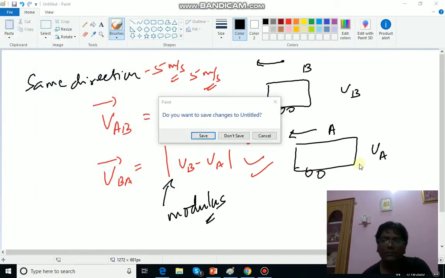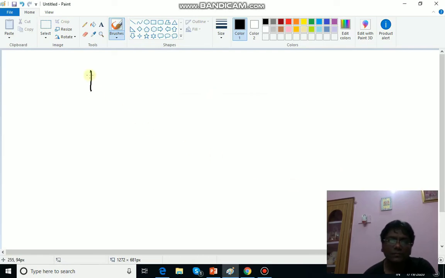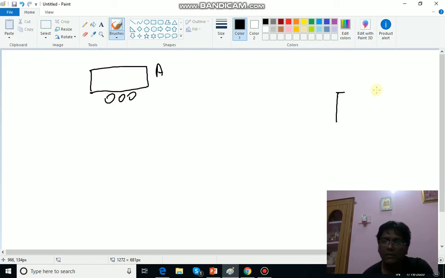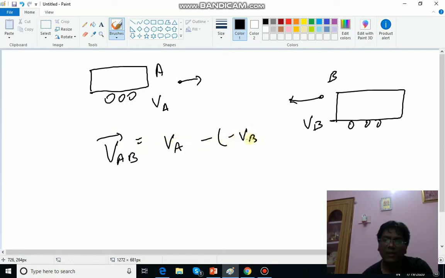Suppose the bodies are moving in the opposite direction. This is the A body and this is the B body. Both are moving in opposite directions. This velocity is VA and this velocity is VB. So what is the velocity VAB? I will write the formula as VA minus of minus VB. Why this minus? Because they are moving in the opposite direction, so it will be VA plus VB.